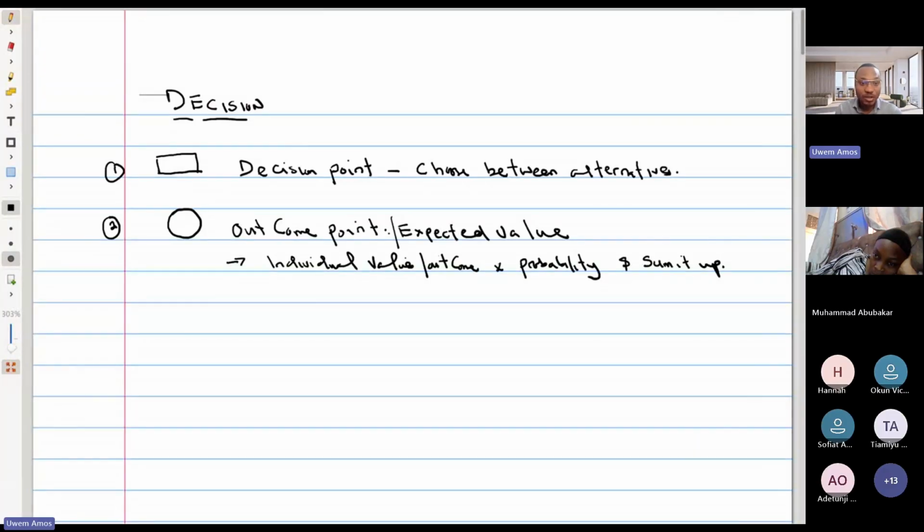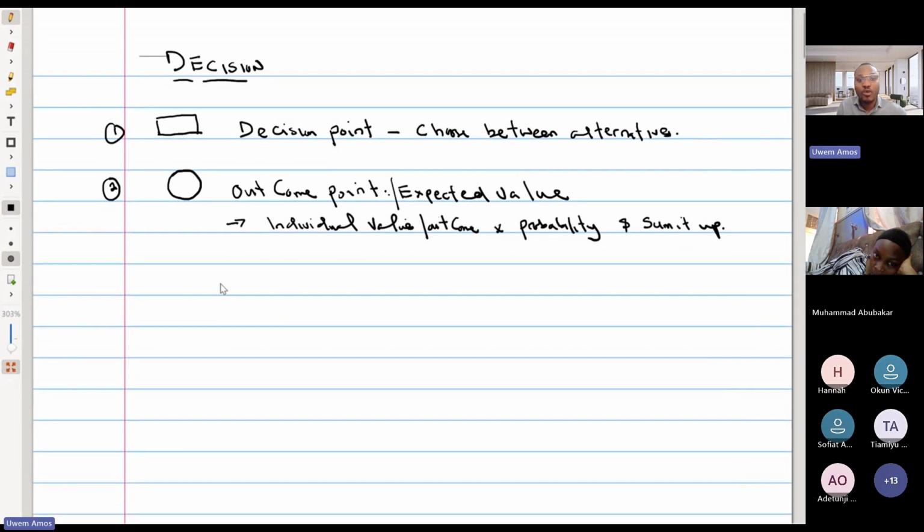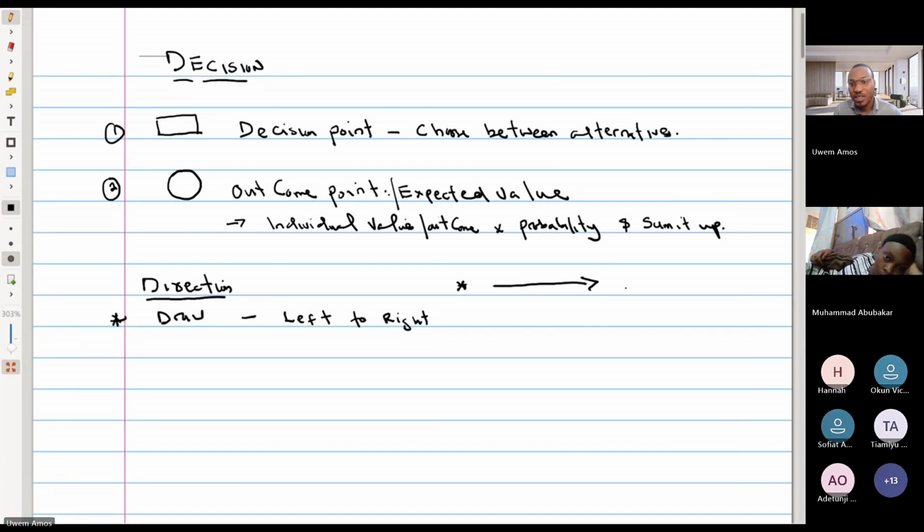Now let's look at the direction of our decision tree, in terms of how we draw and how we evaluate. So I'll just call that direction. Now, whenever you're drawing or plotting a decision tree, whatever term you prefer to use to describe that, we would typically draw our decision tree from left to right. What do we mean? We're going to start from the left, and we are going to be drawing it towards the right.